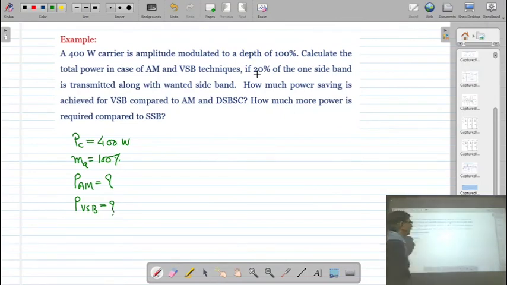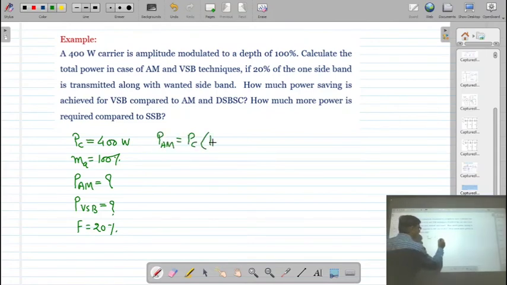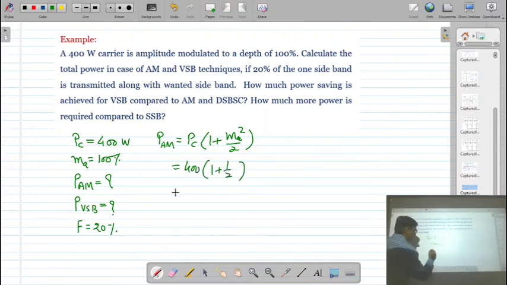If 20% of the other sideband is transmitted along with the one sideband, the fraction is 20%. Right? So let us calculate this. What is the power of the AM wave? It is given as Pc into (1 plus ma square by 2), and Pc is 400 into (1 plus 1 by 2), and this comes out to be 600 watt.